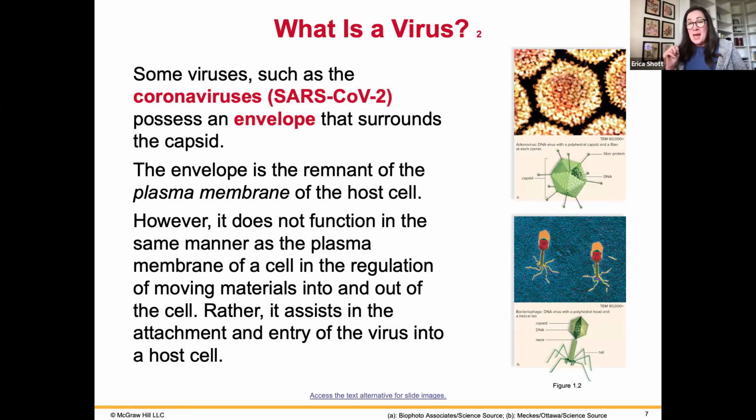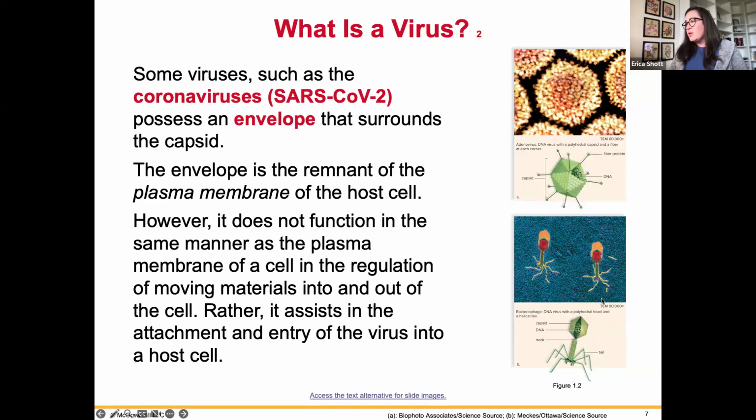The envelope is actually the plasma membrane of the host cell. So when viruses enter the cell, they take over the cell's machinery to make copies of themselves, and they make millions of baby viruses, and they burst out of the cell. When they do that, these enveloped viruses take a portion of the plasma membrane with them, and that's from the host. Very interesting. It doesn't function in the same way that a plasma membrane in a regular cell would, with regulation of transport, but it does assist with attachment and entry of the virus into a host cell.